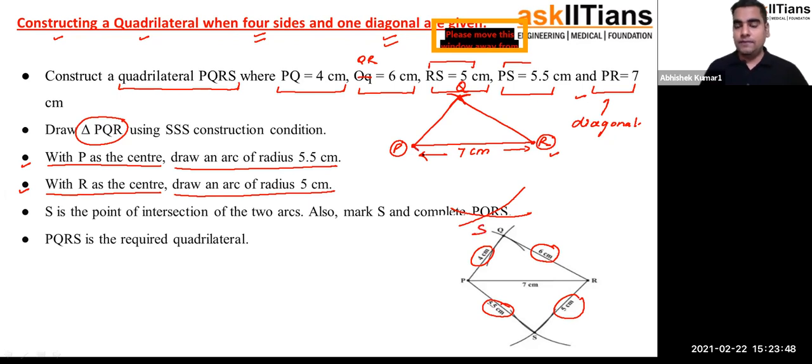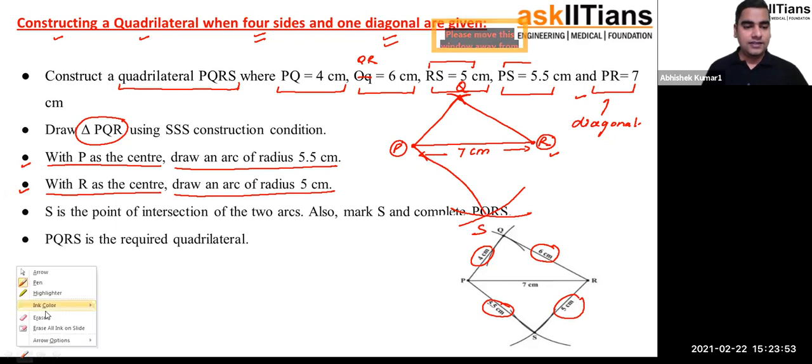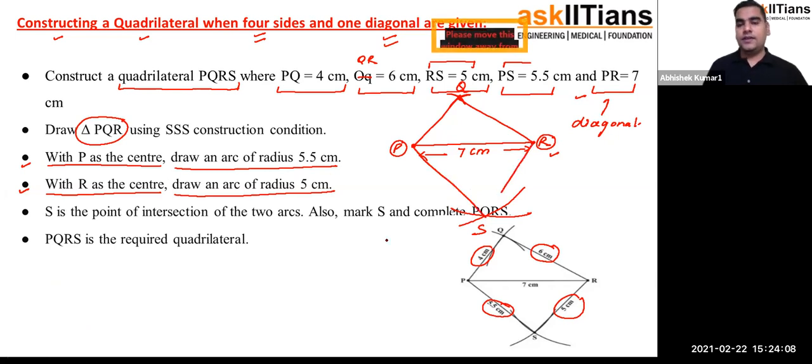Okay. So join P to S by a straight line. Sorry, I do not have a scale. So, 1 second. So join P to S and then join R to S using a scale, and you will automatically get your required quadrilateral. You will observe S is the point of intersection of the two arcs. Also mark S and complete PQRS, and you will get PQRS as your required quadrilateral.